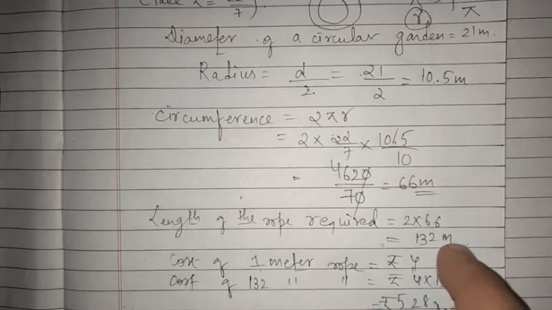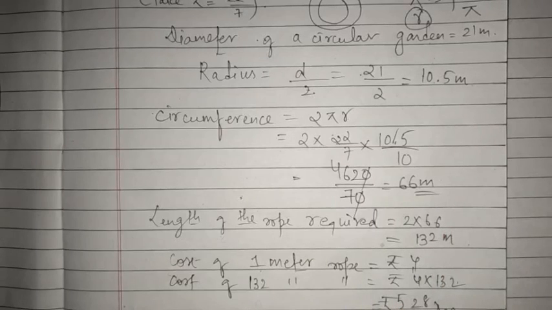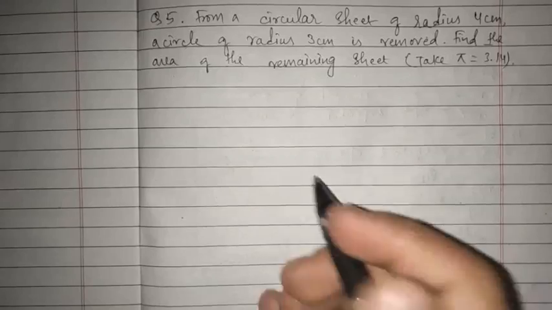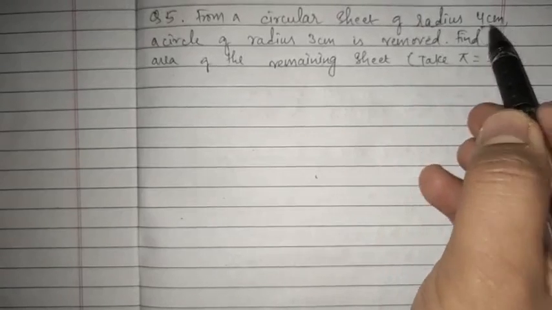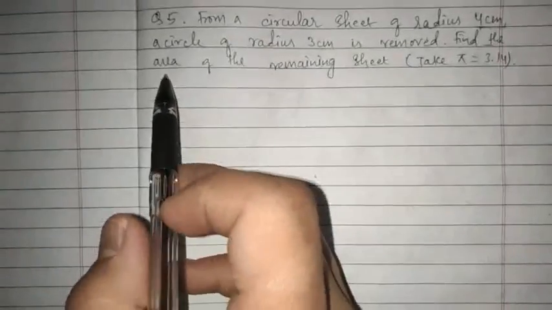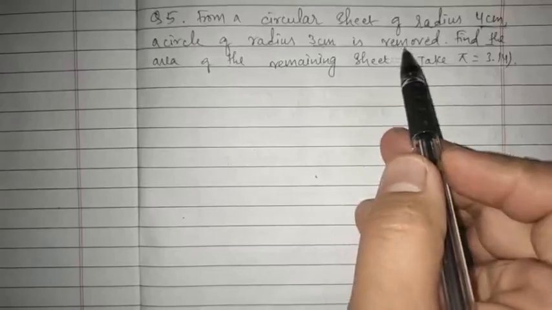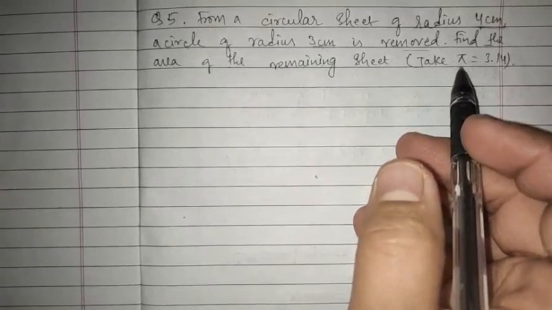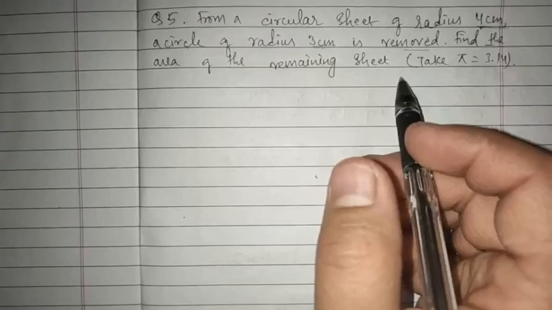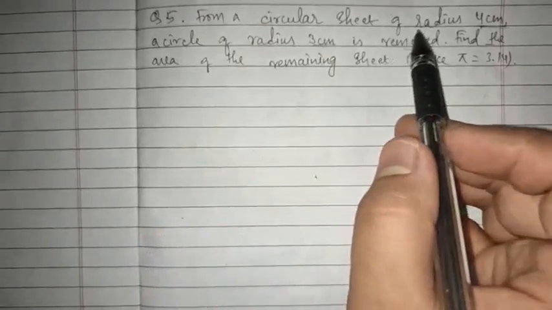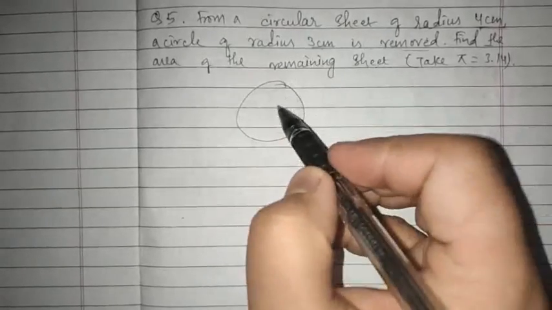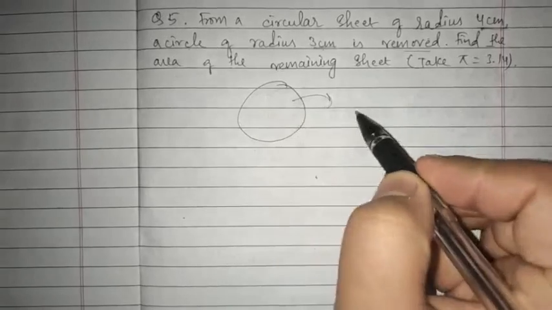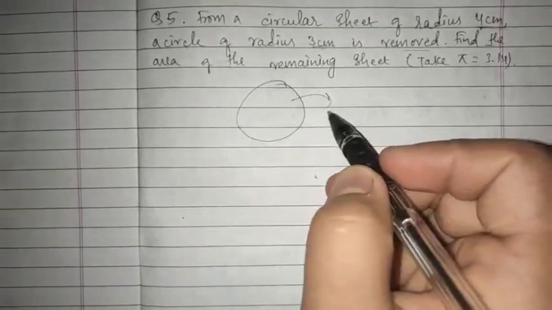Okay, so let us proceed now to question number 5. From a circular sheet of radius 4 centimeter, a circle of radius 3 centimeter is removed. Find the area of the remaining sheet. So from a circular sheet of radius 4 centimeter, a circle of radius 3 centimeter is removed. Find the area of the remaining sheet.